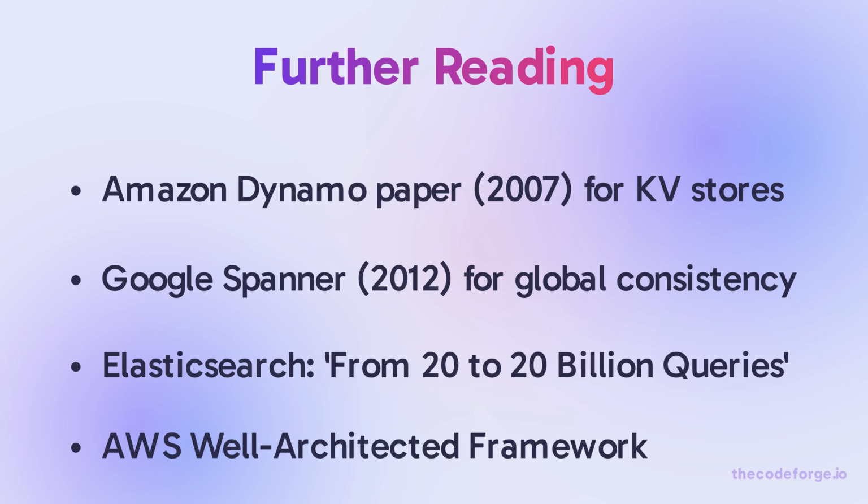Interviewers probe for depth. Start with Amazon's Dynamo paper for distributed key-value stores, then Google Spanner for contrast. For search, read Elasticsearch's scaling blog. The Amazon Web Services Well-Architected Framework covers reliability pillars Amazon teams use.